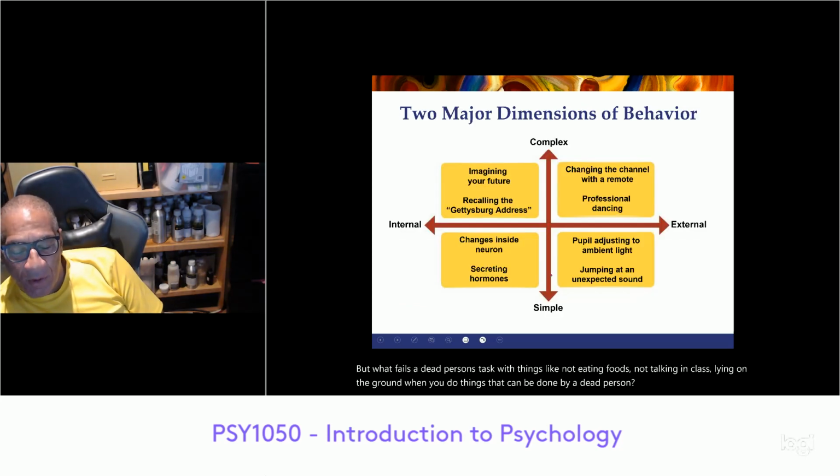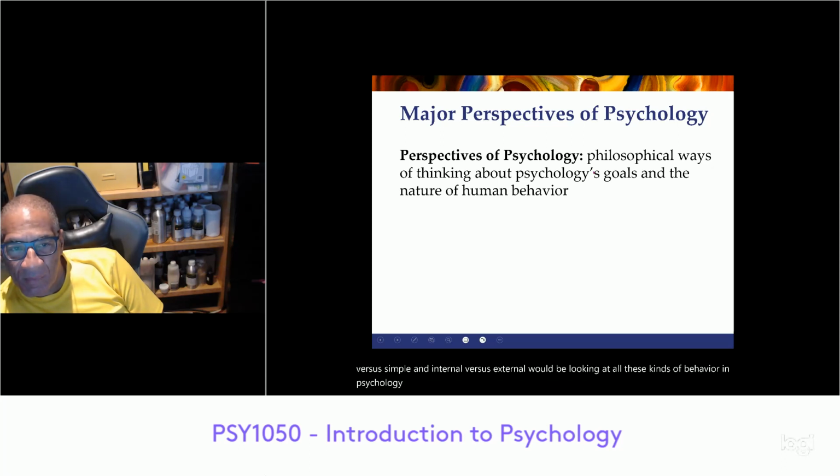And in terms of behavior, there are two major dimensions of behavior: complex versus simple, and internal versus external. And we'll be looking at all these kinds of behavior in psychology. And there are some major perspectives of psychology, and some of those will be considered in the video that I'm about to play. So let's get to it.